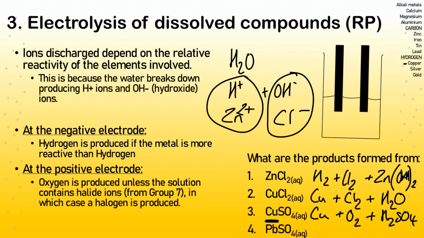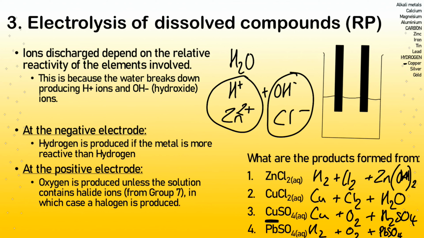And for the final one, the lead sulfate, you're going to have lead, which is more reactive than hydrogen, therefore hydrogen getting produced, H2, and we've got sulfate, so again we're going to get oxygen because it's not a halide, and we're going to be left with our lead, and it's going to be lead hydroxide. Hang on, lead sulfate, PbSO4, because we're just figuring out what we've got left.